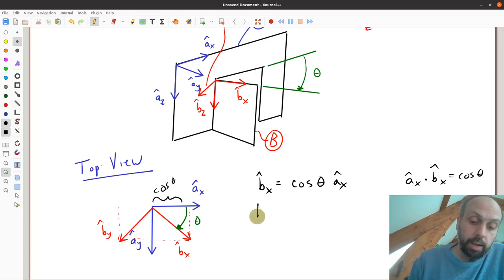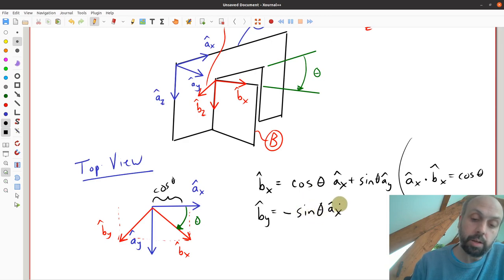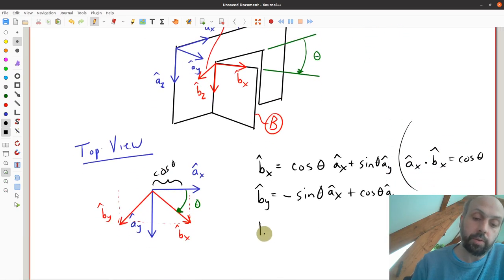Okay. Same thing with BY. I didn't finish this expression. Let me come back to that. If I project onto the Y axis, then I get sine theta AY. So expression one, I can do the same projection for BY. BY has a negative component in the AX direction that is a sine theta component and a positive cosine theta component in the AY direction. And then above here, I wrote BZ equals AZ, right? We set that at the beginning.